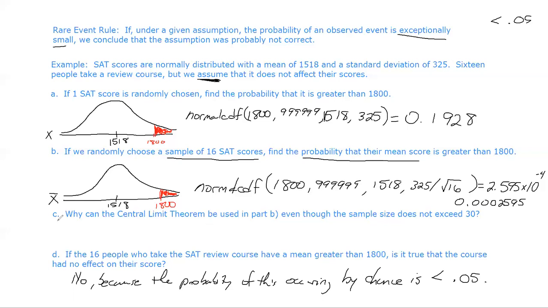Now notice I skipped over part C. Part C says, why can the central limit theorem be used in part B, even though the sample size does not exceed 30? Before I answer this, pause the video and see if you know the answer before I give it.